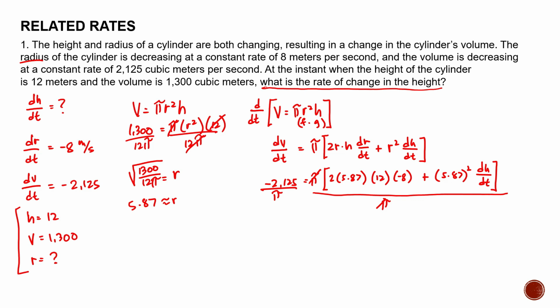Negative 2,125 divided by pi is approximately negative 676.41. Now let's multiply this right here: 2 times 5.87 times 12 times negative 8. So it will be negative 1,127.04. Now when we move that to the right side, we add it. So 1,127.04.